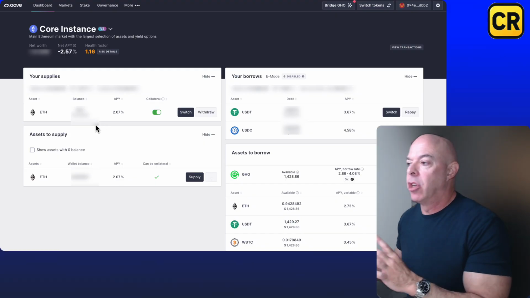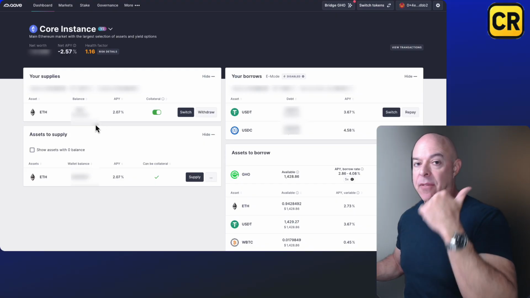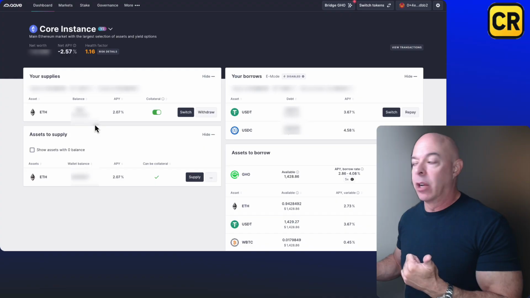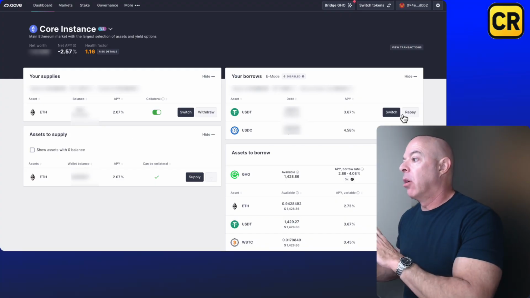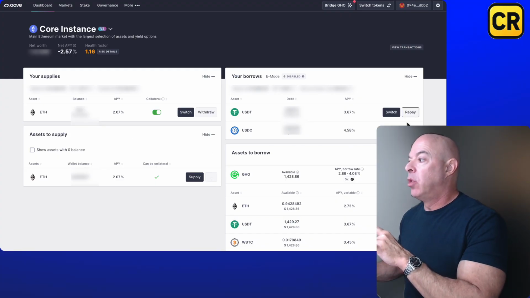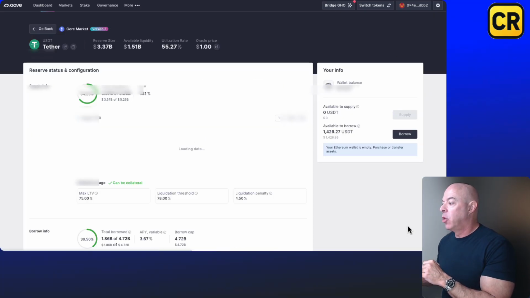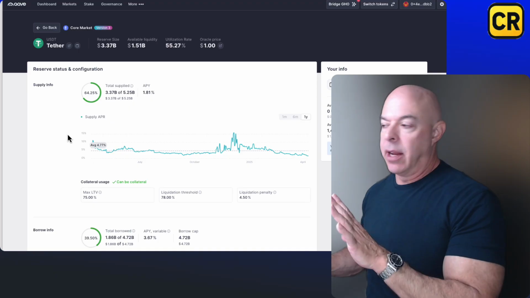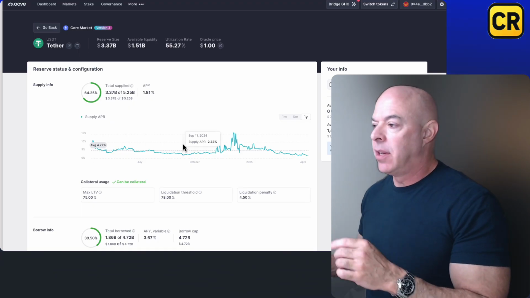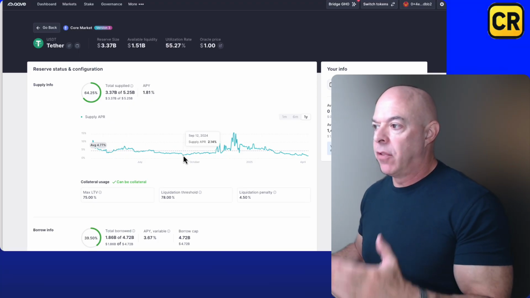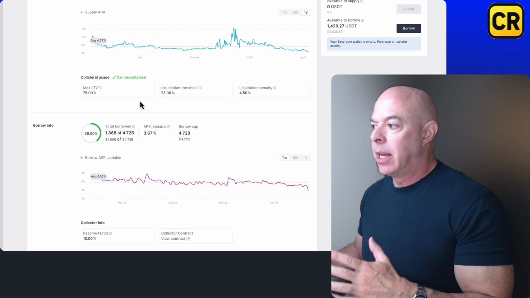Now, a couple things to note, which we already mentioned. If it goes down, you got to be careful of liquidation. Look over here, and we're just going to jump into these 2 different ones, USDT and USDC. Down here it says details. Let's look at USDT. So here are the details of Tether, USDT. It gives you supply information if you're supplying and the average rate and how it can move.